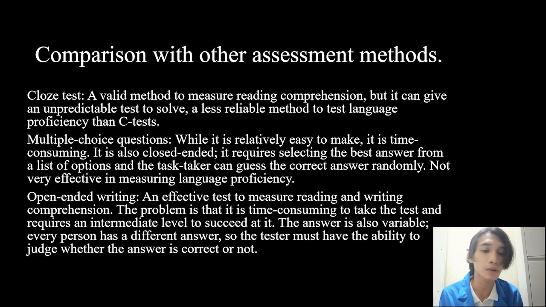It's a valid method to measure reading comprehension, but it can give an unpredictable test to solve. A less reliable method to test language proficiency than the C-test. And second is the multiple choice question. While it is relatively easy to make, it is time consuming. It is also close-ended. It requires selecting the best answer from a list of options, and the test taker can guess the correct answer randomly. Not very effective in measuring language proficiency.